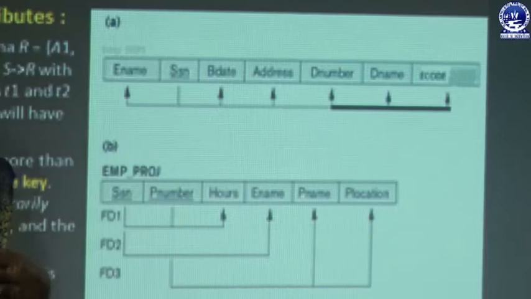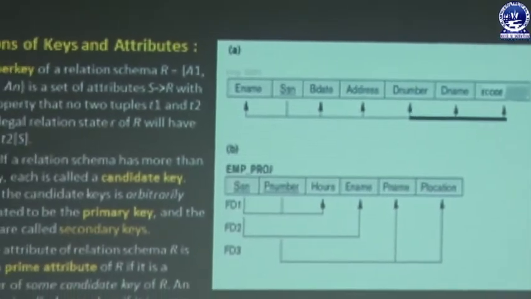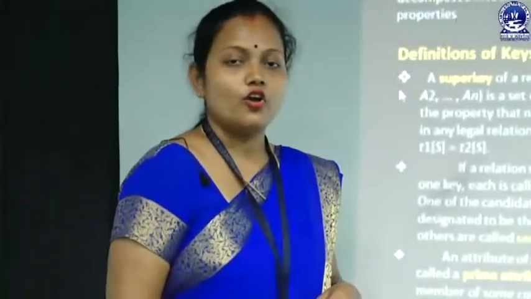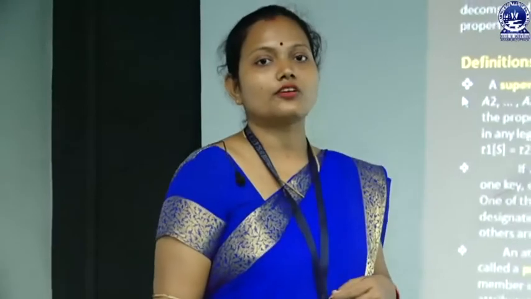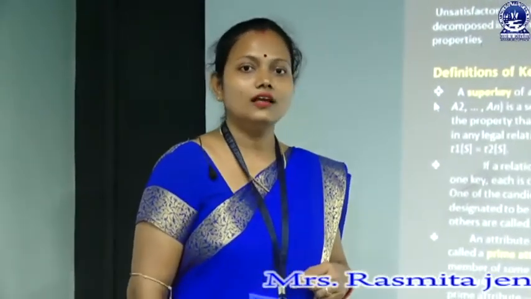So what is a candidate key? In a relation schema, if there is more than one key attribute, then each key attribute is called a candidate key. From the candidate keys, one key is chosen as the primary key and the others are chosen as secondary keys.